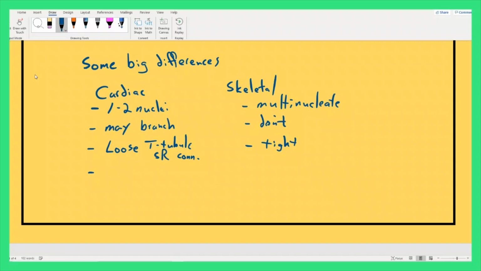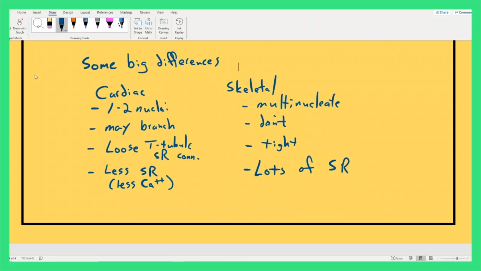Cardiac muscle fibers have less sarcoplasmic reticulum, which means less calcium in the cells. Skeletal muscle fibers, by comparison, have lots of sarcoplasmic reticulum, so plenty of calcium.